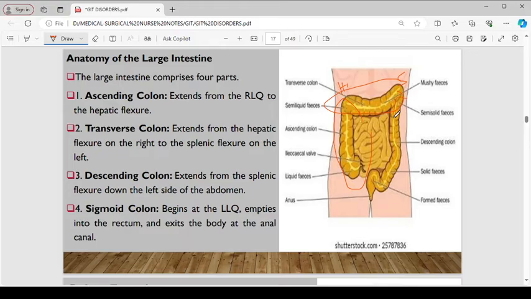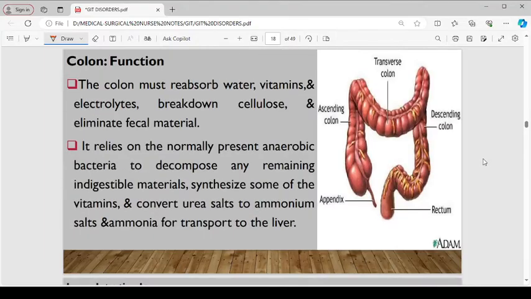Thirdly, we have the descending colon. It extends from the splenic flexure down the left side of the abdomen. And then lastly, we have the sigmoid colon, which begins at the left lower quadrant and empties into the rectum and exits the body at the anal canal. So we have the ascending colon, transverse colon, descending colon, and lastly the sigmoid colon.